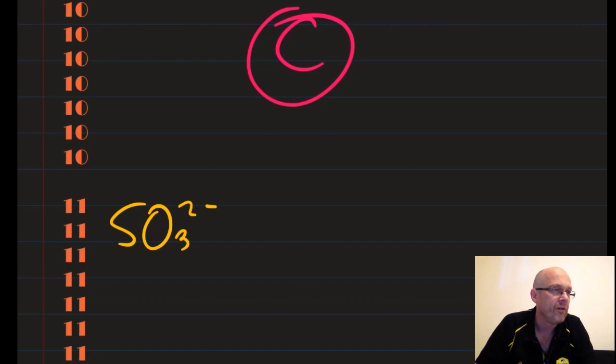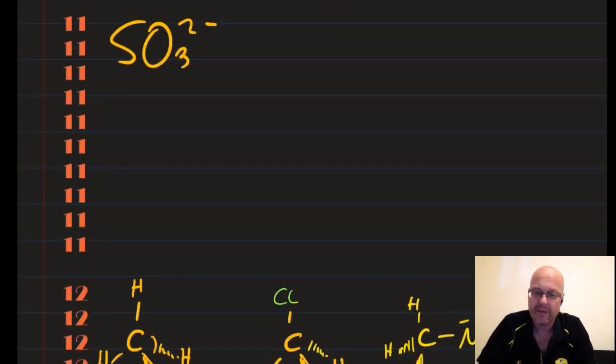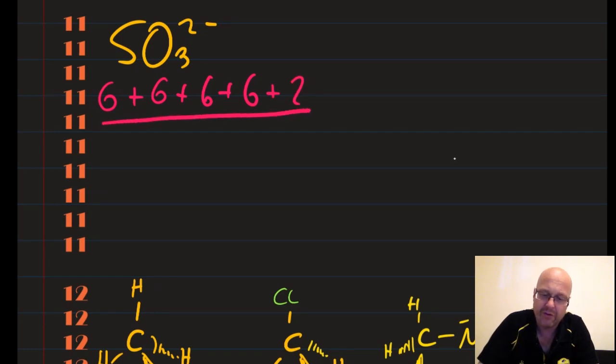11, the sulfite ion. Well, let's draw it out. Sulfur is in group 16, 6 valence electrons. Oxygen is in group 16 as well, 6 valence electrons. And we've got 2 extra electrons. Divide by 2, because I want to know how many electron pairs. 6 and 6 is 12, 24, 25, 26.